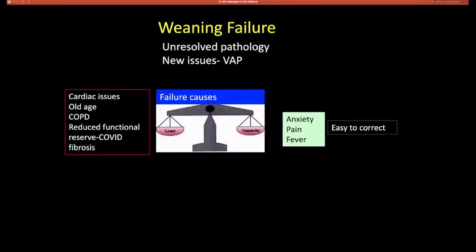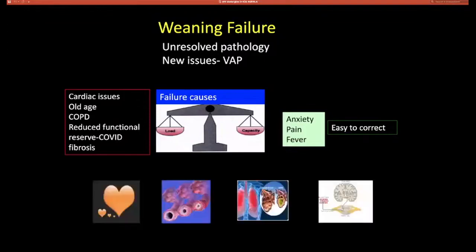Once you go for spontaneous breathing, preload increases because negative pressure brings up a lot of volume into the lung, then the heart may go into failure. So cardiac disease, old age, COPD, a reduced functional reserve like COVID fibrosis. It would be obvious, no? We tend to understand. If the CT continues to show white patches for a long time, with no fever, we understand the patient might have had fibrosis, and we will be going for a tracheostomy and a long-term care facility. So all this has to be considered.